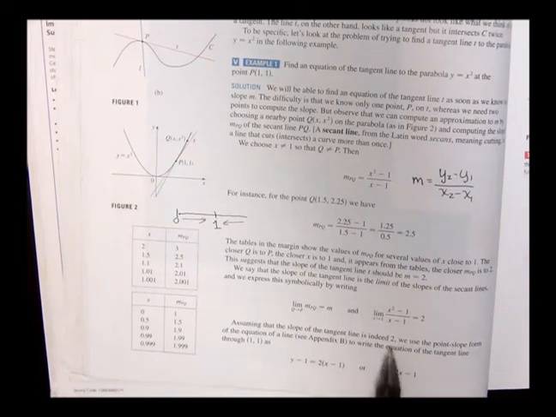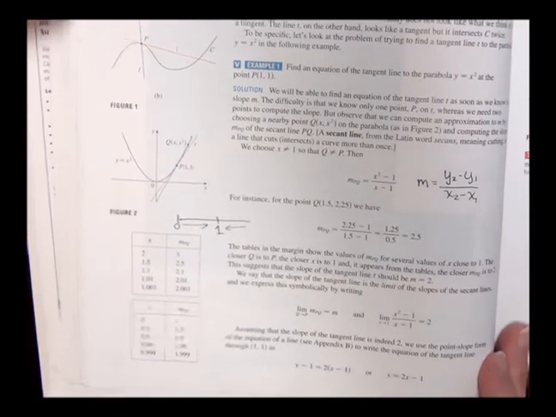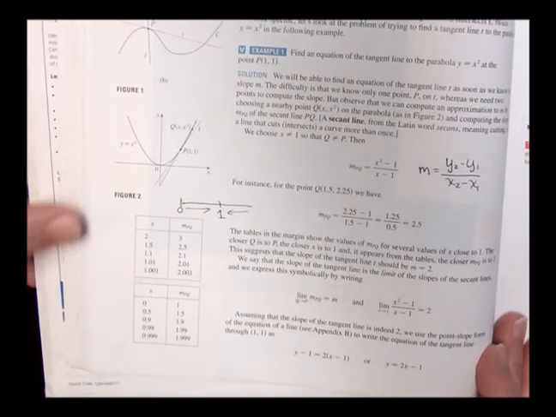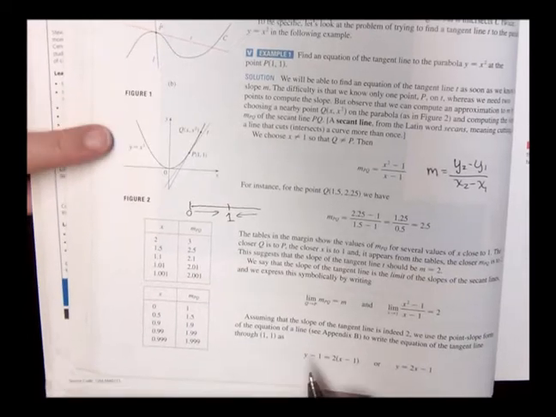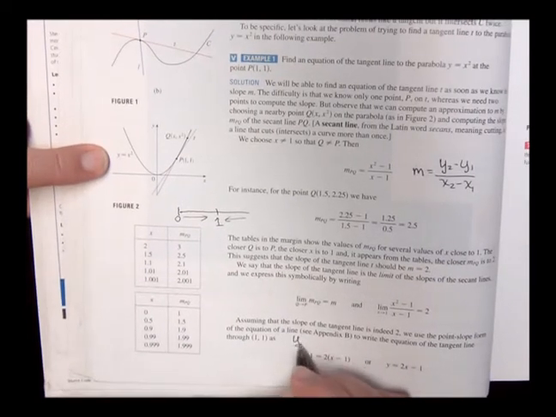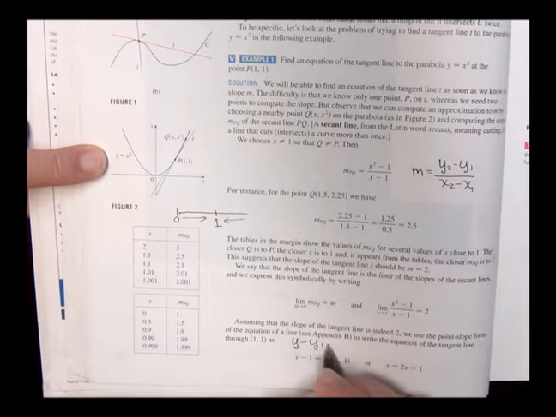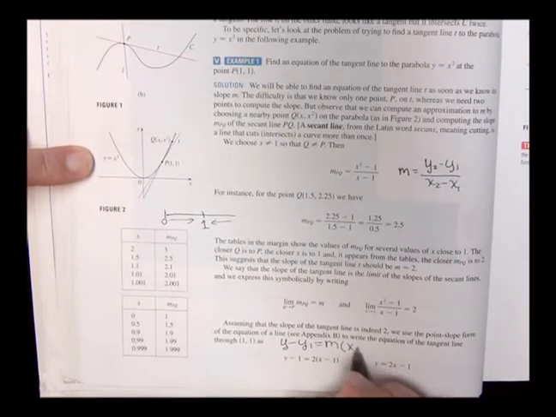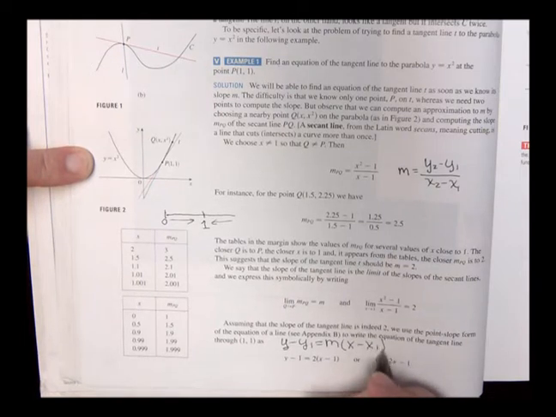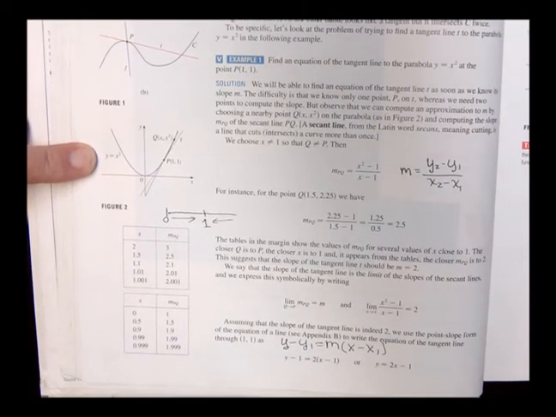So now if we want the equation of the tangent line, we just have to put in our point slope formula. Remember, our point slope formula is y minus y sub 1 equals the slope times x minus x sub 1. Okay, so that's our point slope formula.